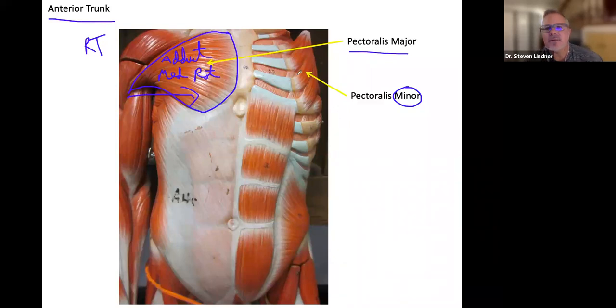If we dissect this away, deep to it, attaching to ribs 3, 4, and 5 is Pec Minor. And it inserts right there on the coracoid process of the scapula. That's why the bones are really important. You can't just forget the landmarks. I typically ask the parts that I know are going to come to haunt you again with muscles, whether they're origins or insertions.